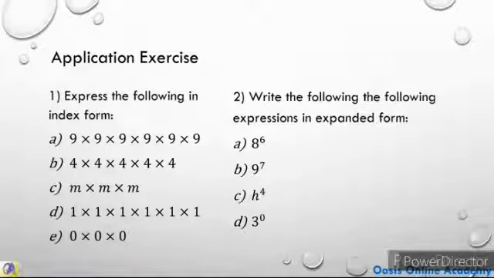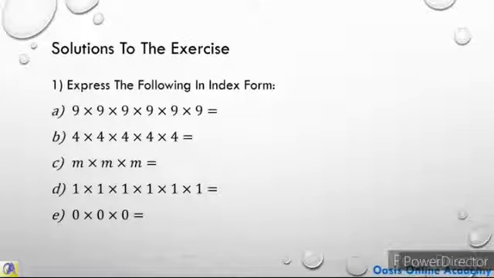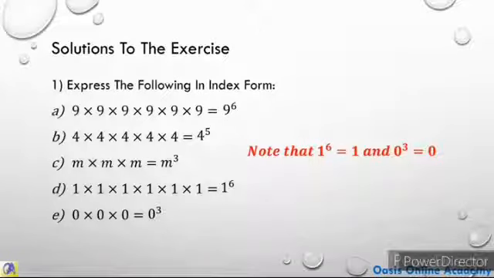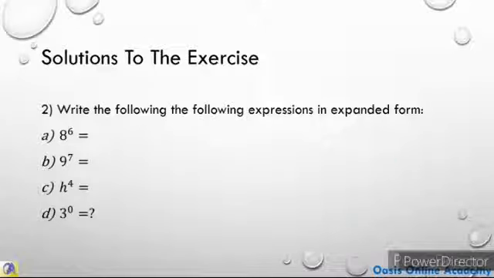Now, here's your application exercise. Pause the video, do the exercises, and compare your answers with what I will suggest. Here are the solutions. In the first question, express the following in index form. The first answer is 9 to the power 6. Then we have 4 to the power 5, m to the power 3, 1 to the power 6, and 0 to the power 3 as the last answer. Note that 1 to any power is equal to 1, and 0 to any power is equal to 0.